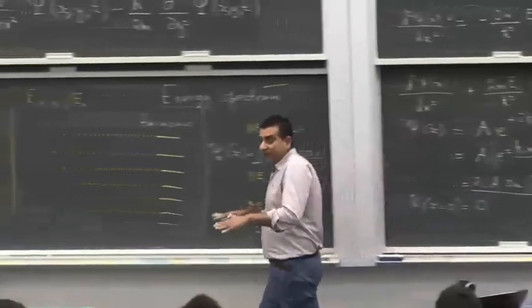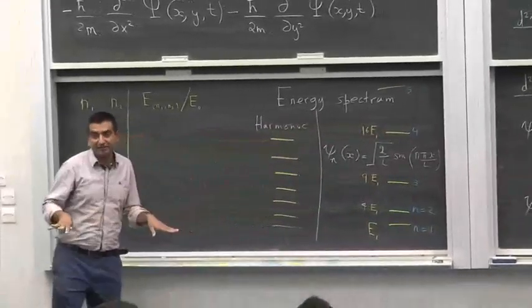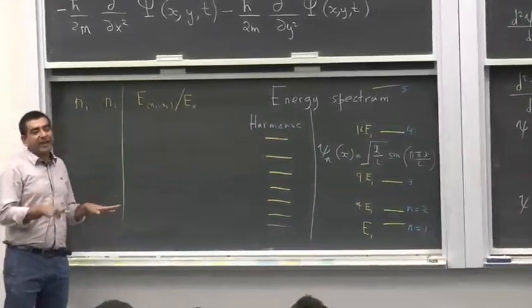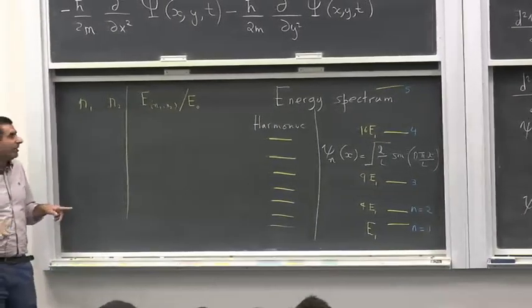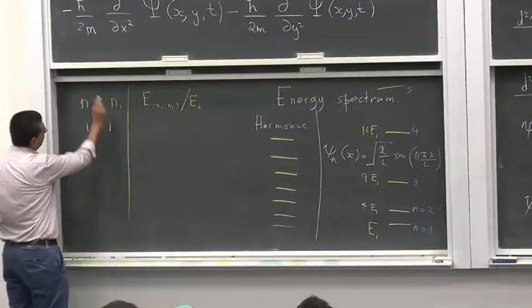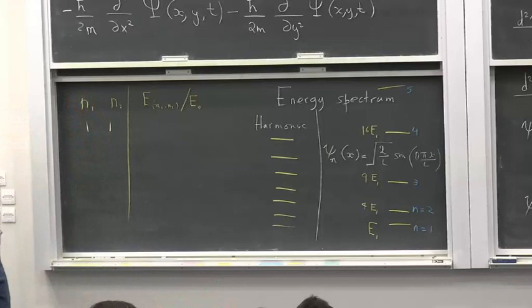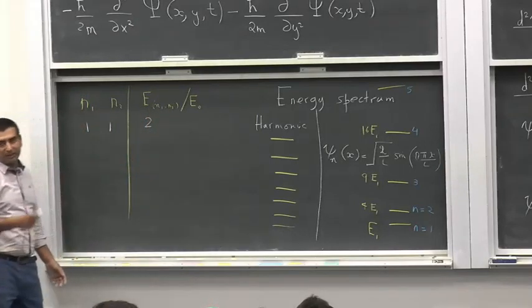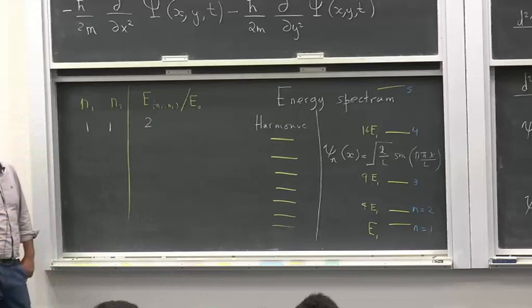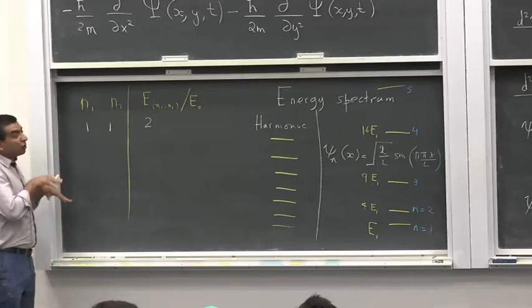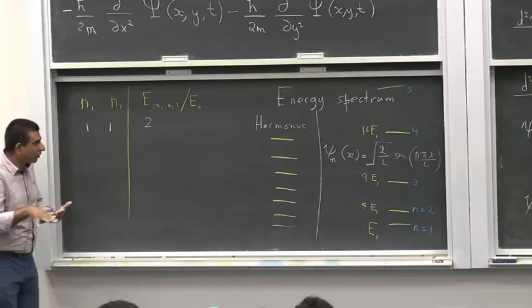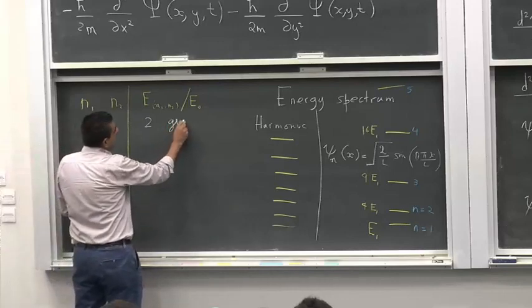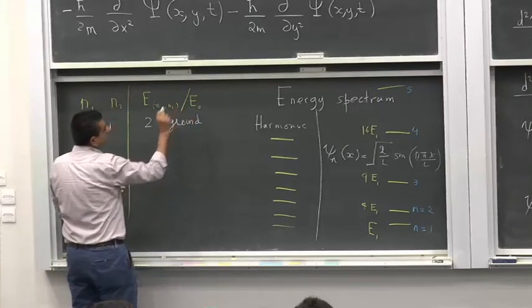So my lowest state, which is the ground state, what values of N would it have? 1 for this and 1 for this. And I would get the energy is 2 times E naught, 1 plus 1. So this is the lowest energy, which is also called the ground state for a 2D infinite well.